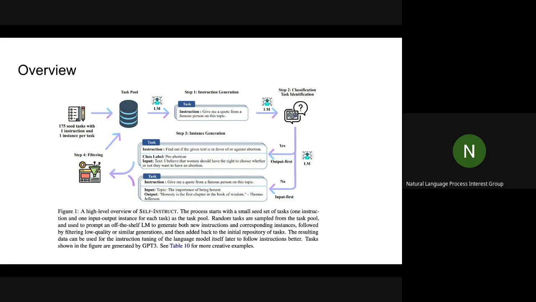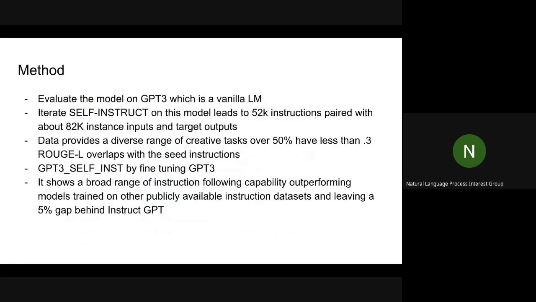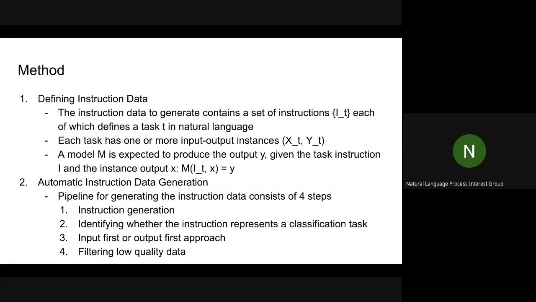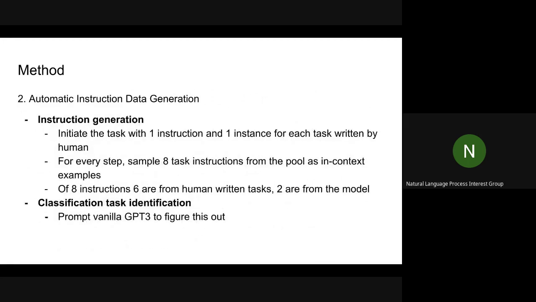Yeah, I think they pass it back in because they generate multiple examples from every task. So it seems like they pass it back. Cool. Yeah, so for the instruction generation, they initiate the task with one instruction and one instance for each task written by human. For each step, sample 8 task instructions from the pool as in-context examples. Of the 8 instructions, 6 are from human-written tasks and 2 are from the model.